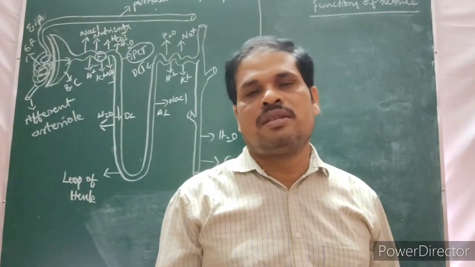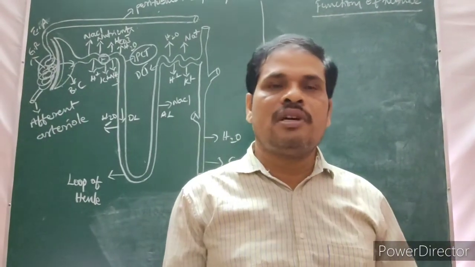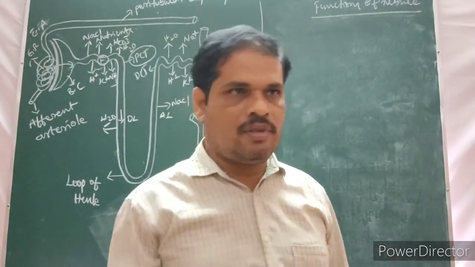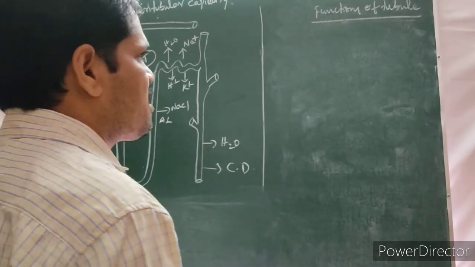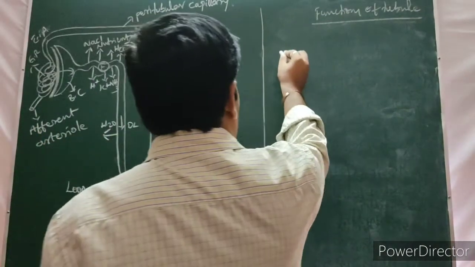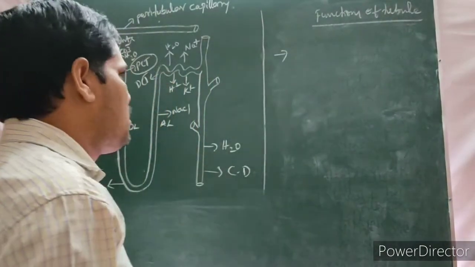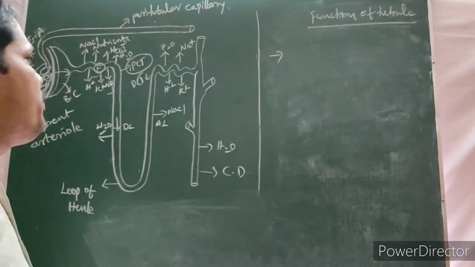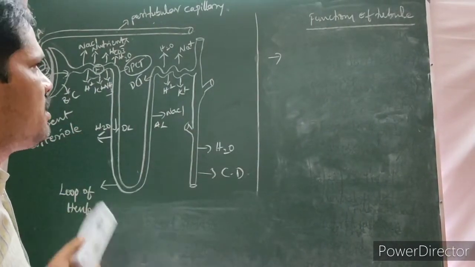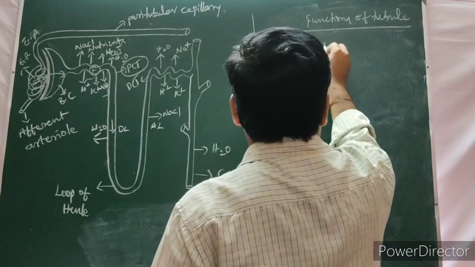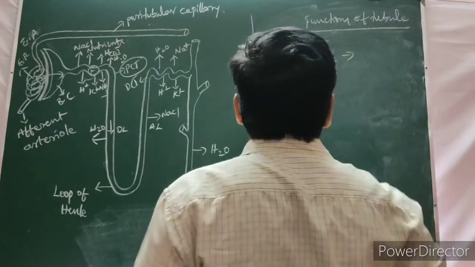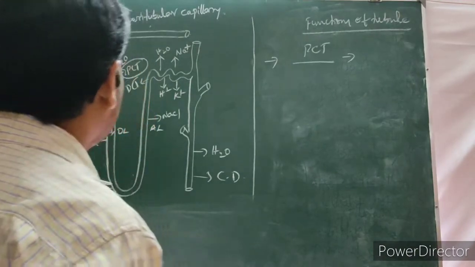Good evening, students. In this session, we will continue urine formation. Under this urine formation, what is that? Functions of tubules. So, what tubules are there? Renal tubules only. The renal tubule is divided into different parts. The first one is the PCT. Under this PCT, what happens?